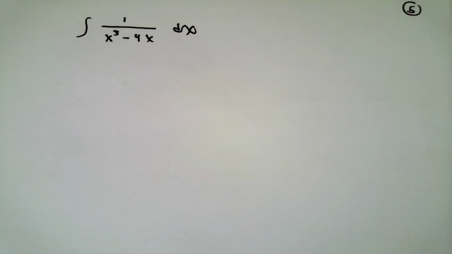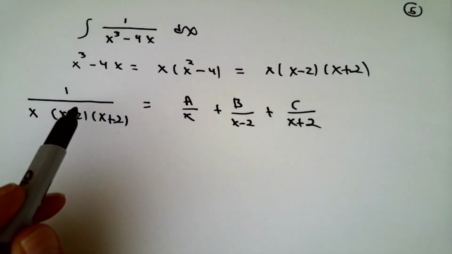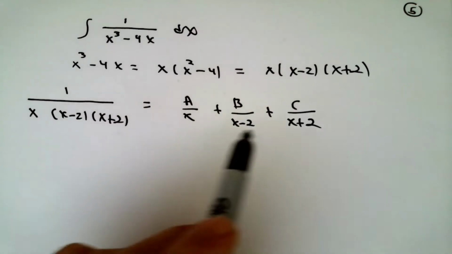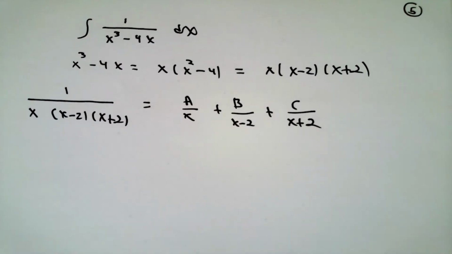I can factor an x out, leaving x squared minus 4 behind. X squared minus 4 is x plus 2 times x minus 2. So the denominator factors into x times x minus 2 times x plus 2. And hopefully we'll be able to find constants a, b, and c so that the fraction that we're interested in is actually equal to a divided by x plus b divided by x minus 2 plus c divided by x plus 2. I'm going to multiply through by the denominator on the left to clear the fractions.